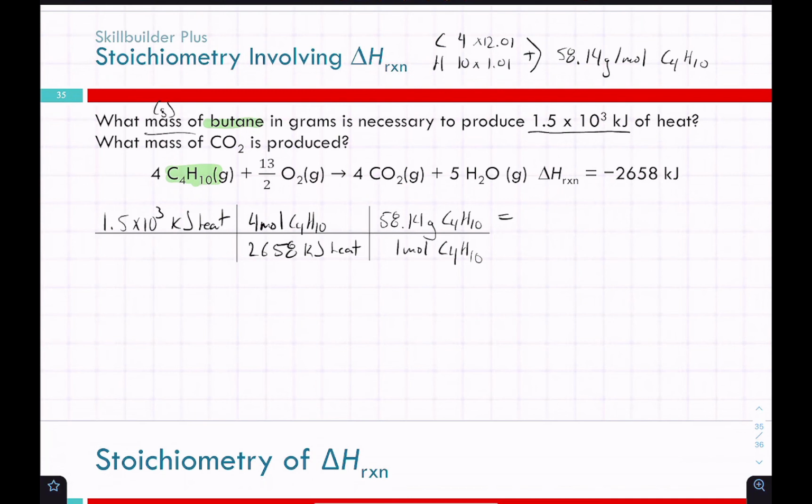So 1.5 times 10 to the 3 times 4 times 58.14 divided by 2,658 is going to be 1.31. I guess we have 1 sig fig here, or 2 sig figs. So 1.3 times 10 to the 2 grams of butane.